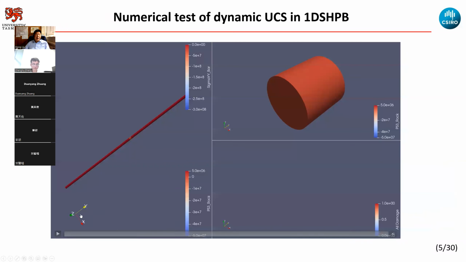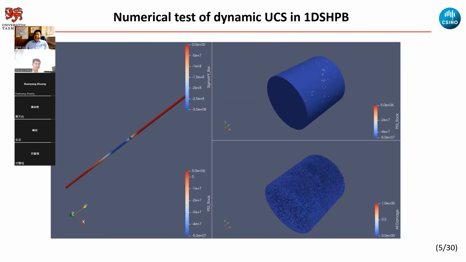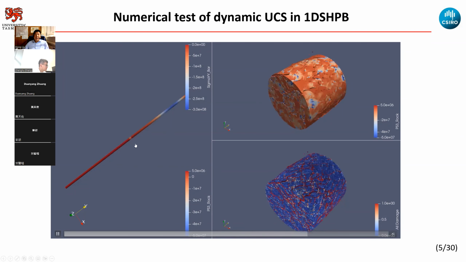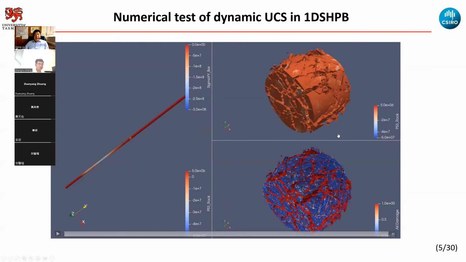Firstly, let's look at the simulation results. I showed this animation where you can see the stress wave propagation in the incident bar. When reaching the sample, it is highly stressed. You look at that, it is almost an identical column, so that means highly stressed. After the stress wave passes away, the rock sample is fractured. You can see the fracture pattern is actually very complicated.